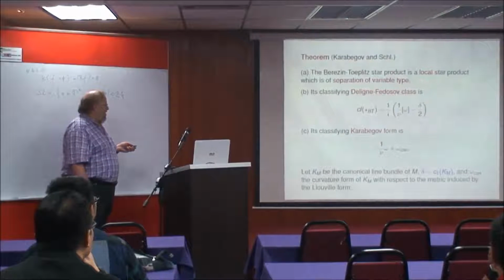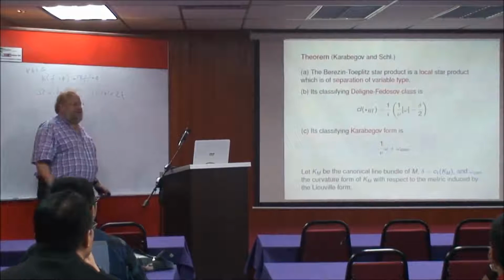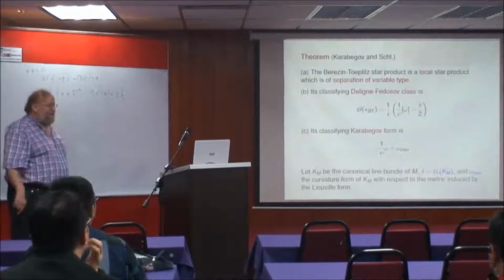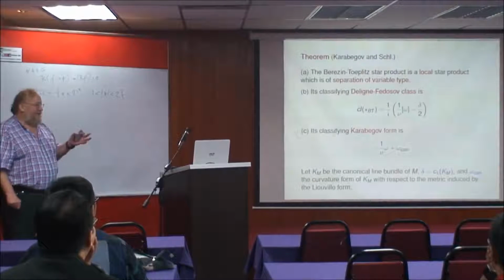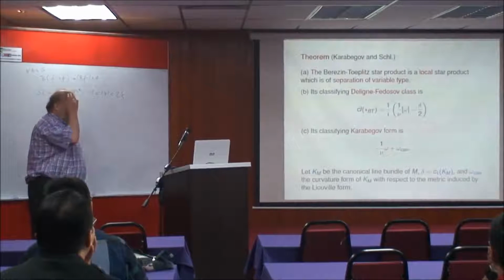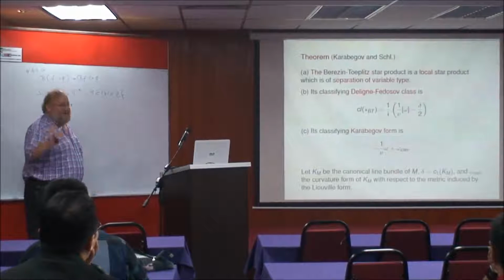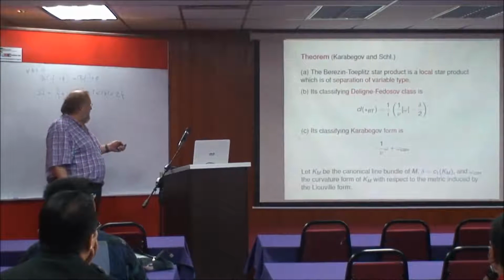is a local star product, and it's of separation of variable type. In my terminology, which seems to be different from Professor English's terminology, I call it weak type. You might call it anti-weak, but anyhow, it doesn't matter. So we have these two different types. Berezin-Toeplitz and Berezin are different types. Okay, but anyhow, this is one of the types there.